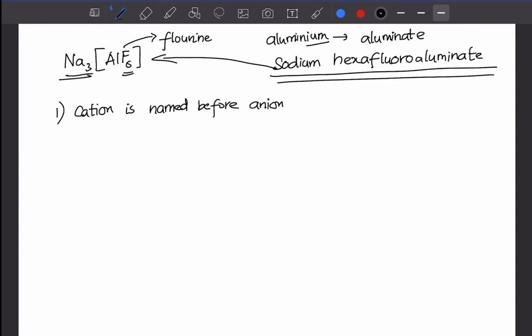Here I'm not going to write the oxidation state for sodium because sodium has a fixed oxidation state. Aluminium has a fixed oxidation state of +3. So there is nothing more than that, and we can write simply that name.